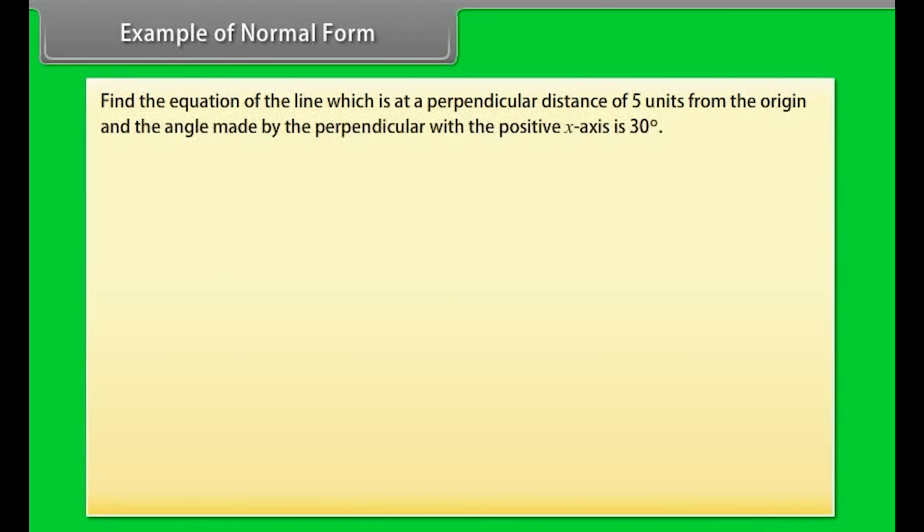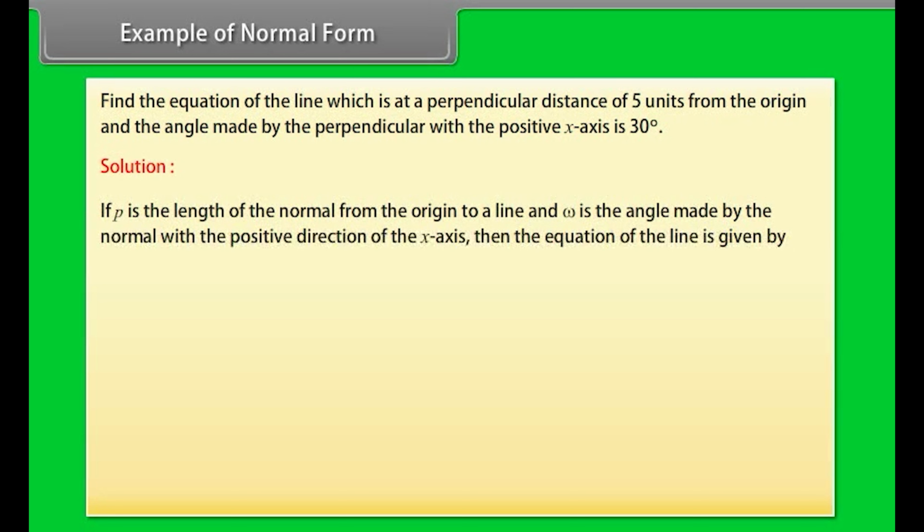Example of normal form. Find the equation of the line which is at a perpendicular distance of 5 units from the origin, and the angle made by the perpendicular with the positive x-axis is 30 degrees.